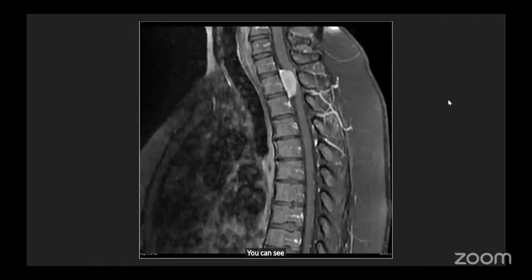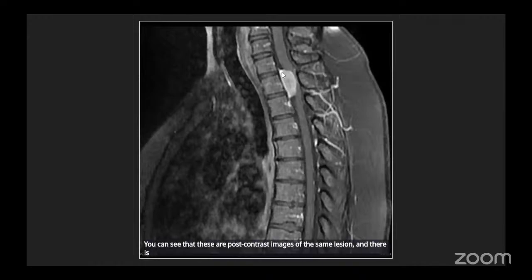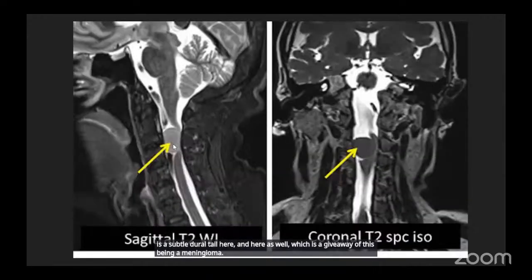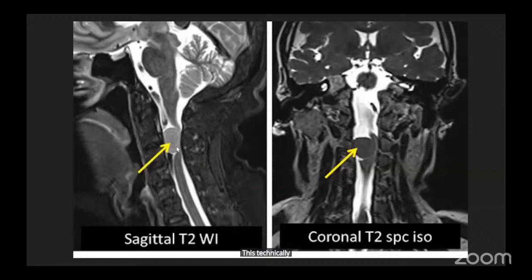You can see that these are post-contrast images of the same lesion, and there's a subtle dural tail here and here as well, which is a giveaway of this being a meningioma. This technically still gets counted as a foramen magnum meningioma, but the imaging looked interesting. That is why I included it. You can see that it is compressing the cord to the opposite side.